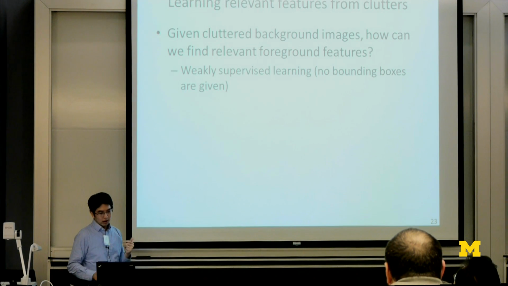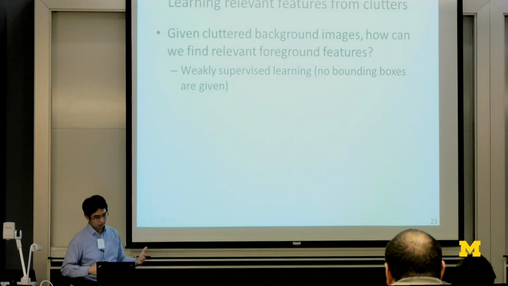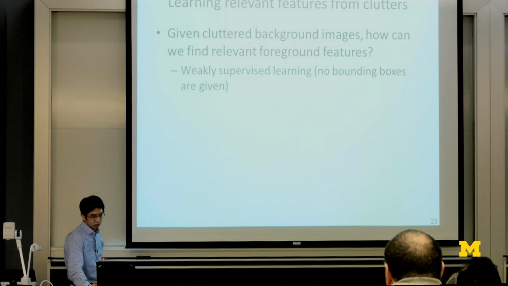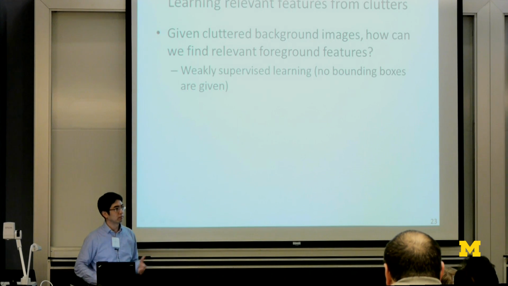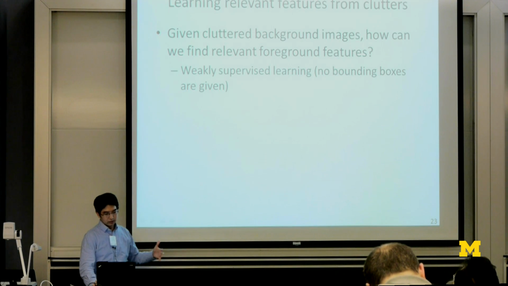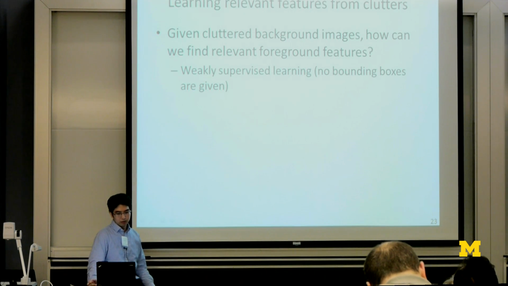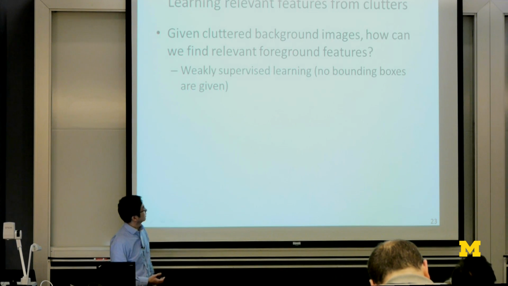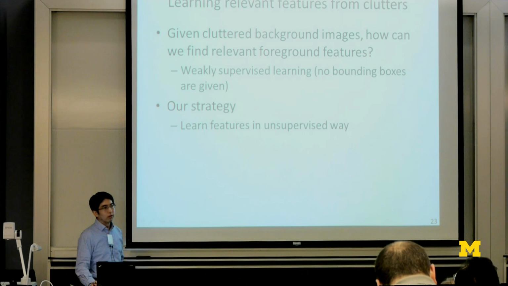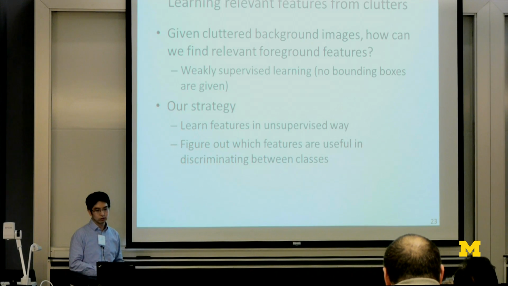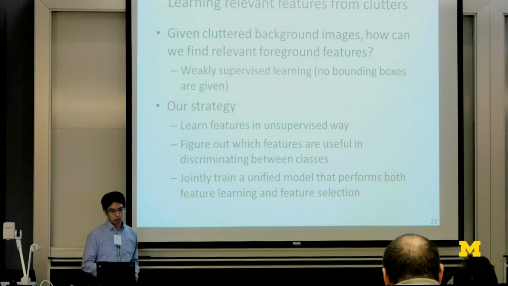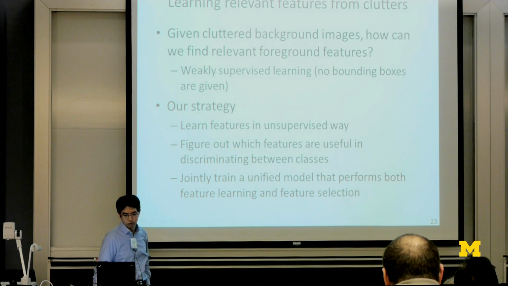And I'm going to briefly talk about how to learn these type of features from more challenging data, such as high-resolution images. So the question is, given some cluttered background images, how can you find relevant foreground features? And this is a problem of weakly supervised learning, where we are not provided actual bounding boxes, but just class labels. So our strategy is to learn features in an unsupervised way, and then figure out which features are useful in discriminating the classes. And then we will jointly train this unified model that can perform both feature learning and feature selection.